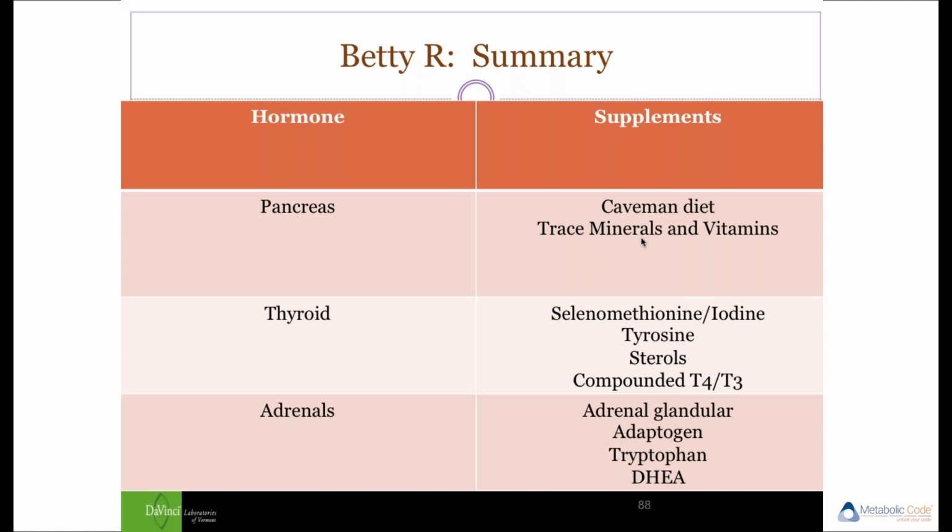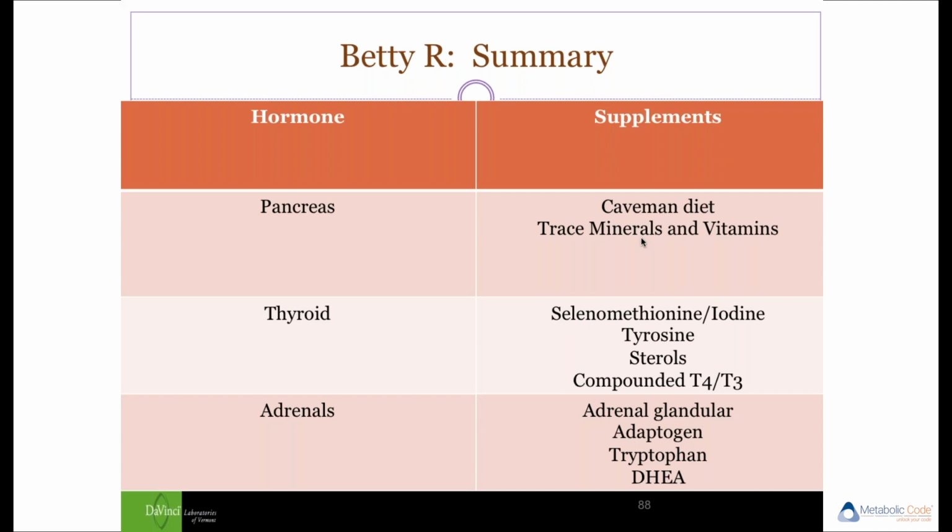So what are we going to do for Betty R? Well, caveman diet, trace minerals and vitamins, selenium as well for blood sugar. For thyroid, selenium, methionine, iodine, tyrosine, maybe some sterols as well to help balance her immune response. There's a variety of compounds that do that. Sterols is just one choice among many. Get her off the armor, that's key. So for me as a prescriber, compounded T4 and T3. And then for her stress response, you could consider a glandular, definitely an adaptogen, tryptophan, and DHEA.